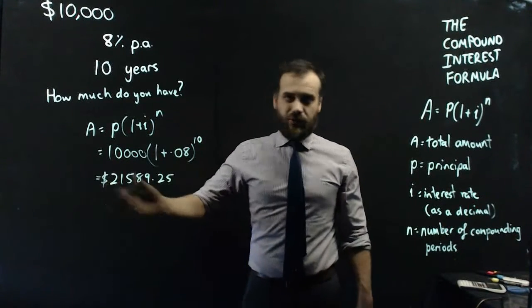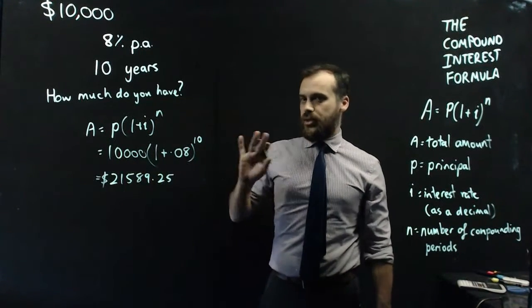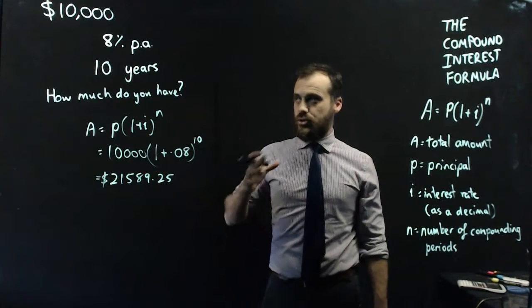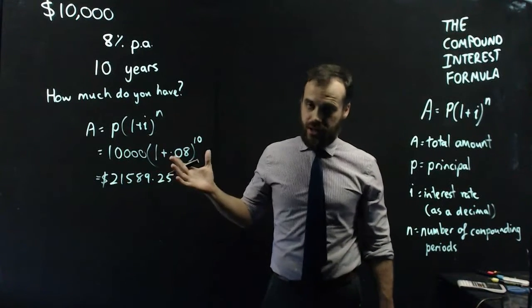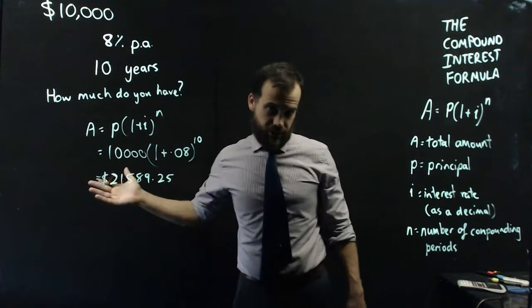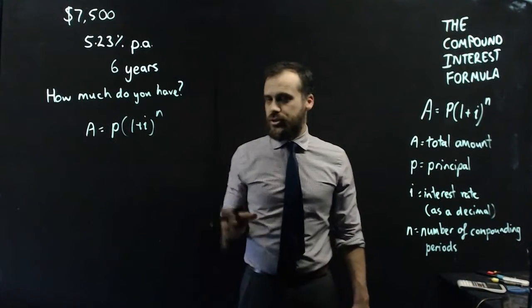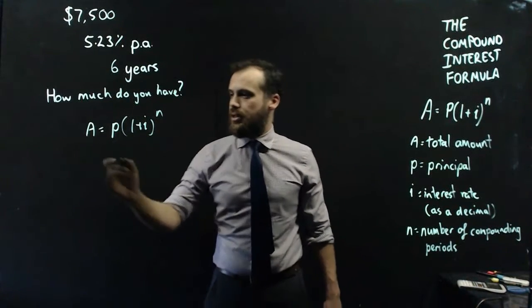And there you have it. We've already done that once. Here it is a second time. Now, it doesn't matter what the question is. You could start with some other amount of money and some other interest rate and some other amount of time, and you could still use this formula by just plugging in our numbers.